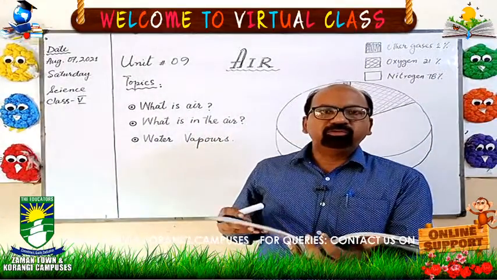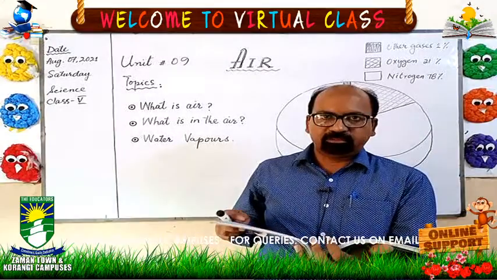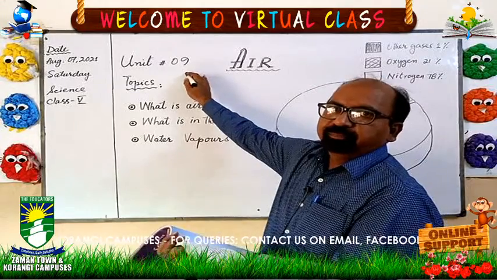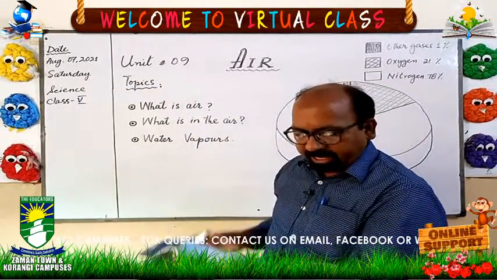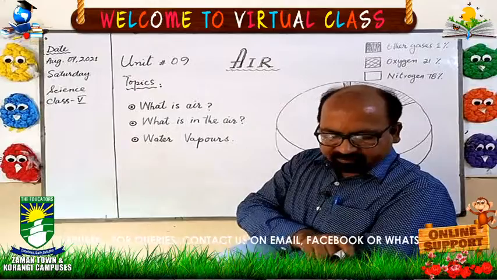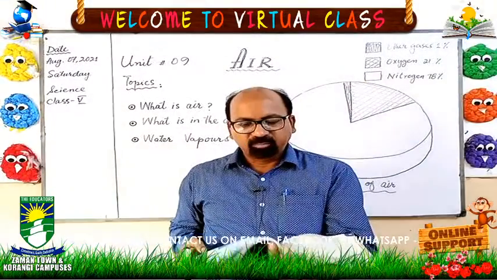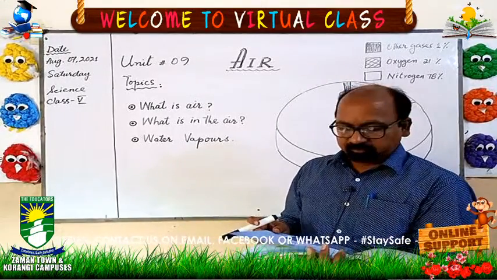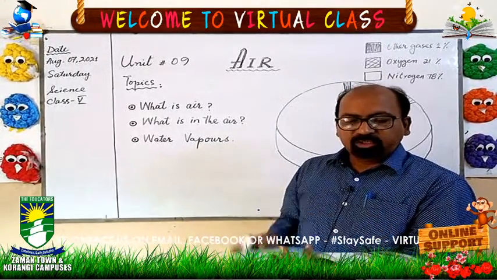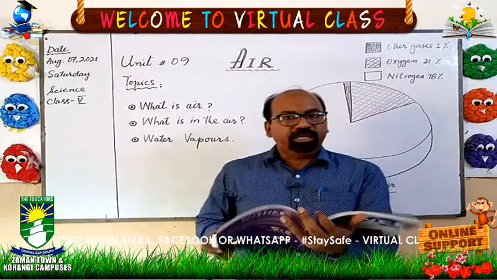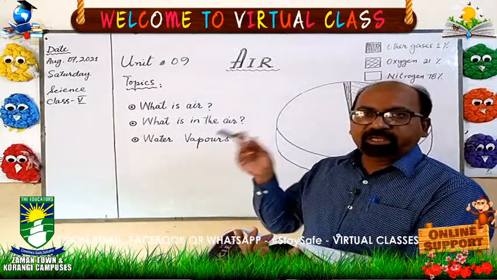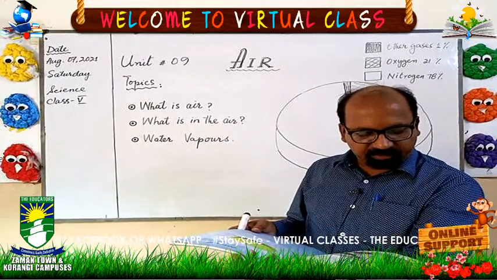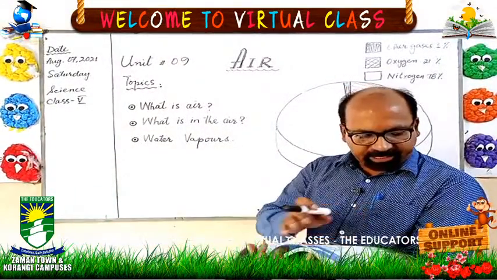Today we are going to start a new topic from unit number 9. We are going to start unit number 9, which is present at page number 147. The name of the unit is air. There are three topics which we are going to discuss, and these topics are present at page numbers 148, 149 and 150.